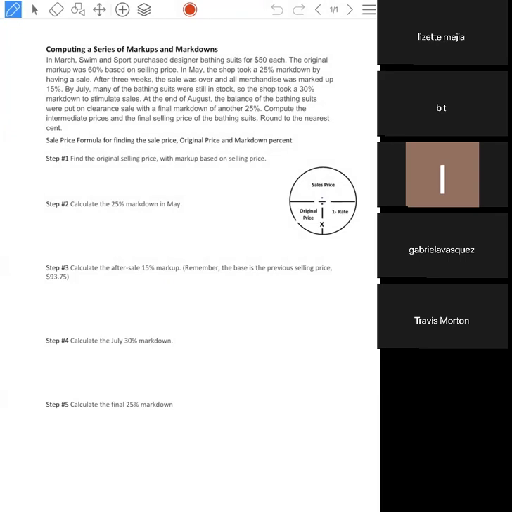But by July, many of the bathing suits were still in stock. So the shop took a 30% markdown to stimulate sales. And at the end of August, the balance of bathing suits were put on clearance sale with a final markdown of another 25%. Compute the intermediate prices and the final selling price of the bathing suits.